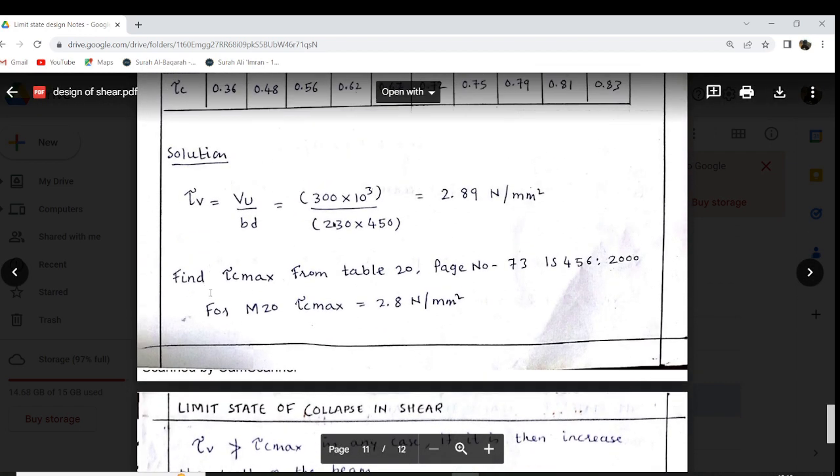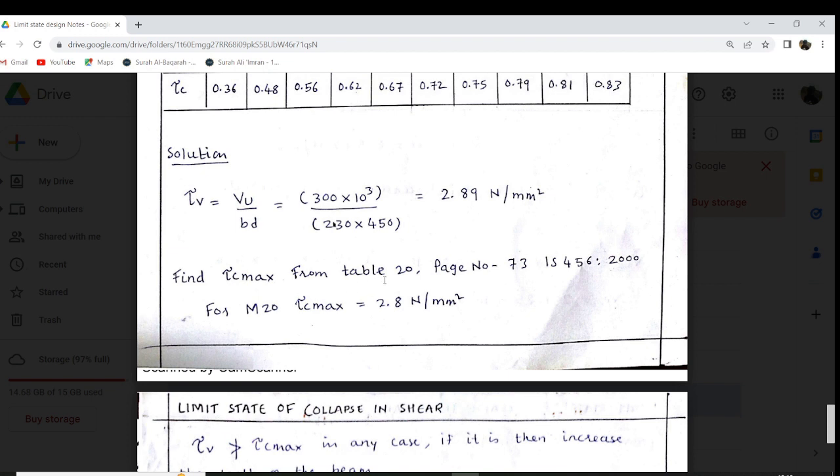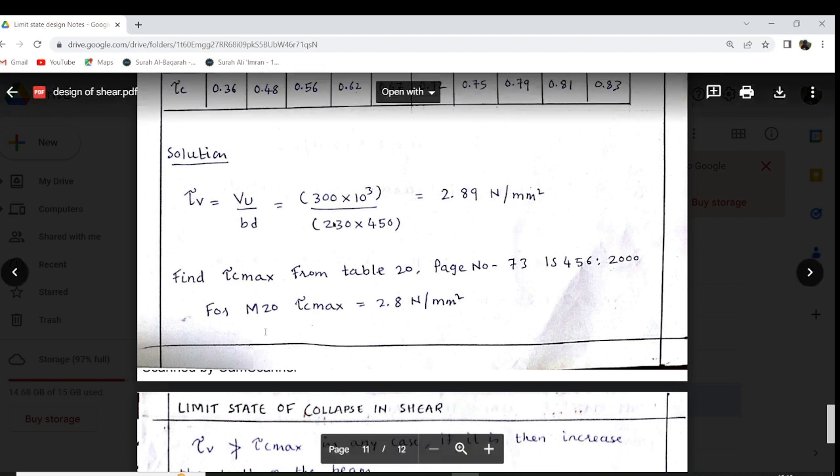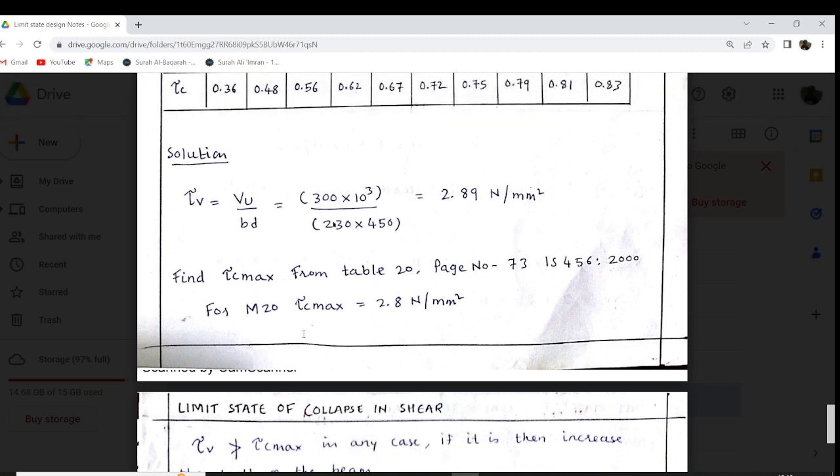Now you see, after this we have to find tau c max from table number 20, page number 73, IS 456. Tau c max depends on grade of concrete. For M20, tau c max is 2.8. So I told you, in any case tau v should not be greater than tau c max. If it is greater than tau c max, then we have to increase the depth.